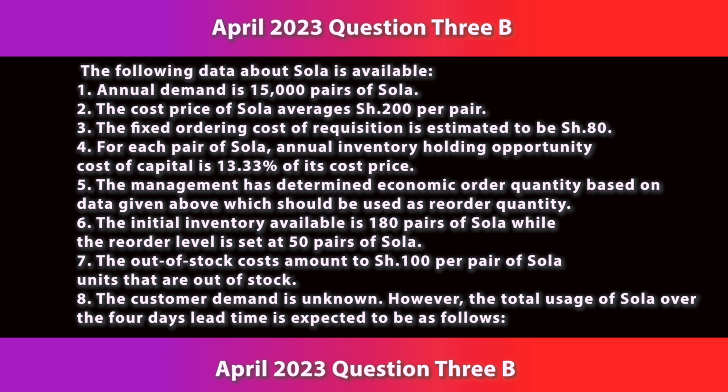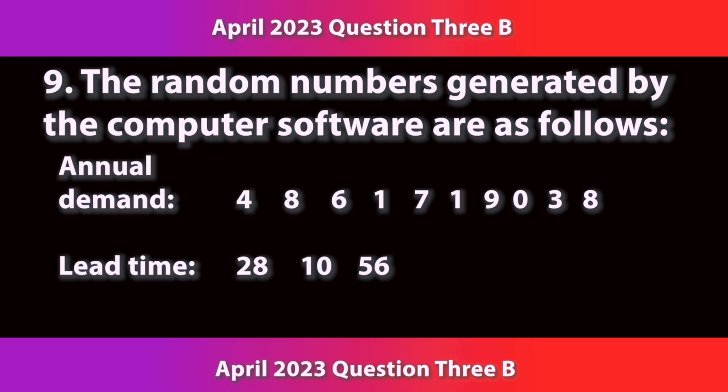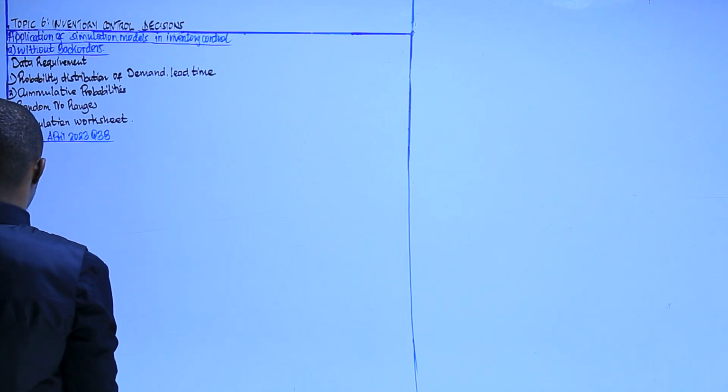The customer demand is unknown. However, total usage of solar over the 4-day lead time is expected to be as follows. The random numbers generated by the computer software are as follows. Annual demand: 4, 8, 6, 1, 7, 1, 9, 0, 3, and 8. Lead time: 28, 10, and 56. We are required to find the economic order quantity. So let's start with the first part of this question.